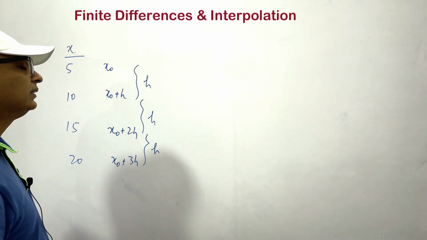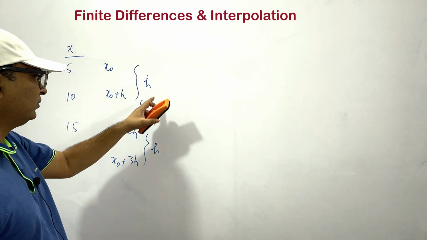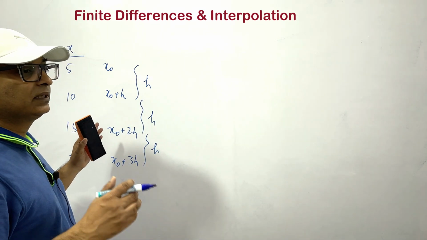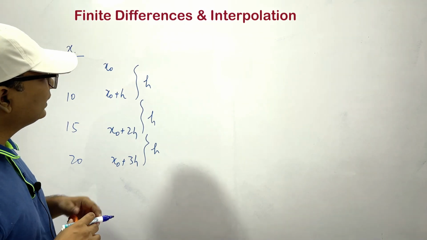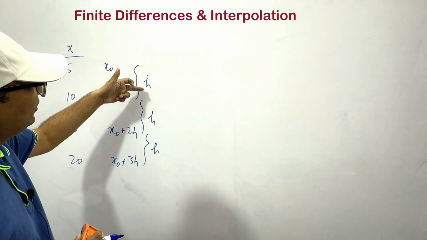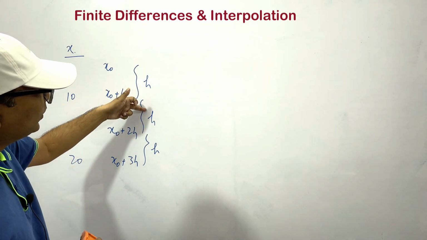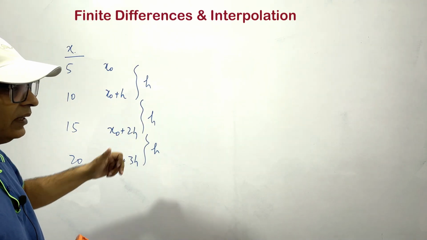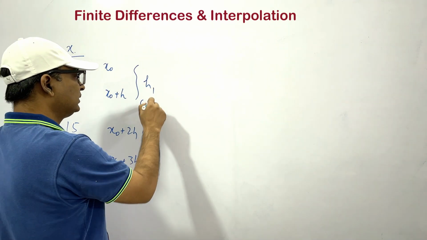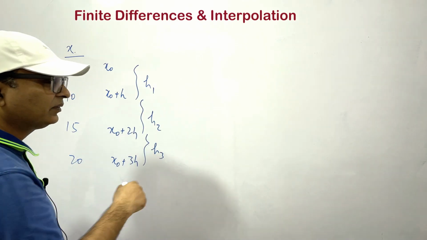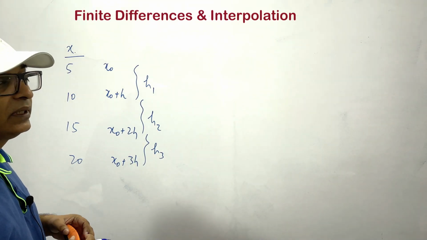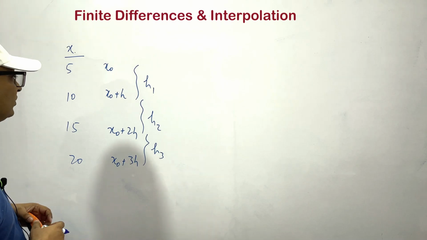If this h is equal, if the differences are equal, it is called finite differences with equal intervals. And if we take values which are not equal, we have a particular relation between these values. Let's say this is h1, this is h2, h3, definitely they are in an order, then it is finite differences with unequal intervals. So we will see both of them.